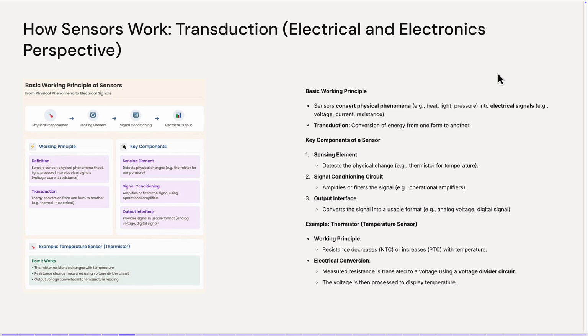So the key component: we have a sensing element, which is usually a material that detects the physical change. For example, a thermistor for temperature. A thermistor is a kind of material that, when you apply a temperature, changes its resistance. The resistance changes, and we know that when voltage passes through a resistance it gives us current. The higher the resistance, the more it affects the current. All electric devices have resistance inside, which is what consumes the energy. That creates the power.